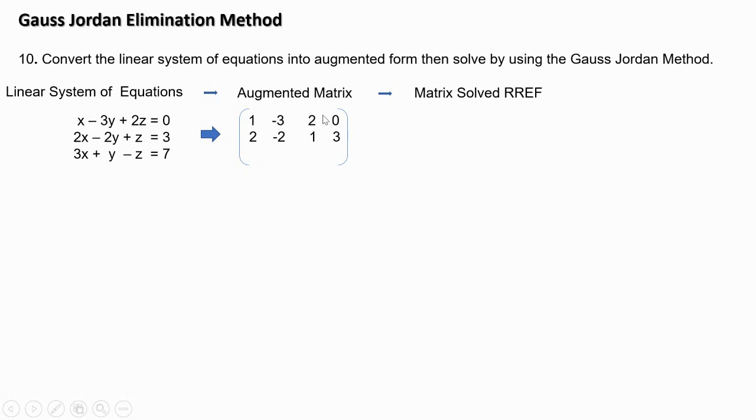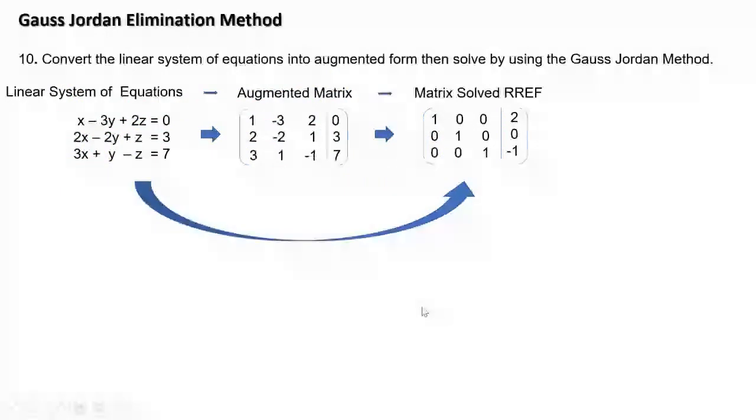So this is my row 1, because it's 1, -3, 2, and 0. And this is my row 2, where you only get the coefficients: 2, -2, 1, and 3. So this will be 3, 1, -1, and 7. After you work it, this is in reduced row echelon form, when all these are 1s across and the rest are 0s, and then this is my answer. This means x equals 2, y equals 0, and z equals -1. But how are we going to do it?